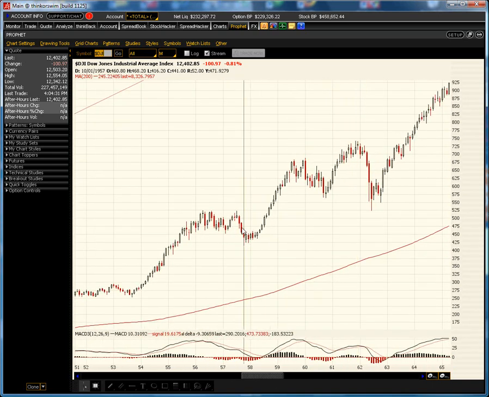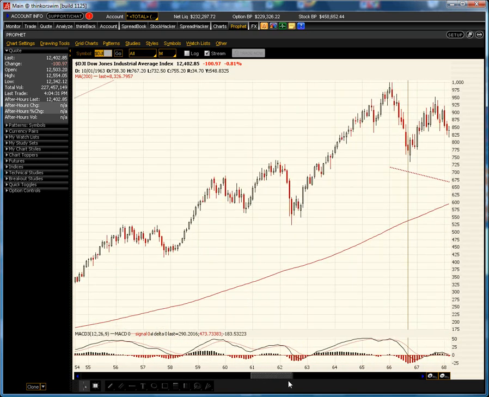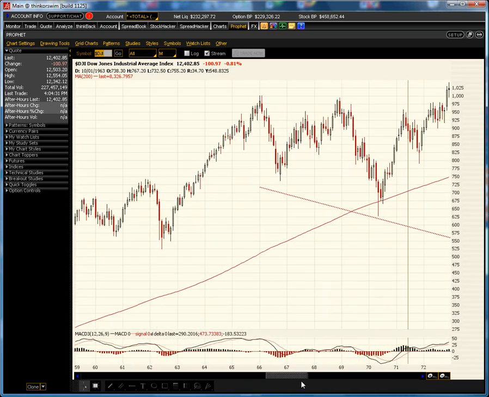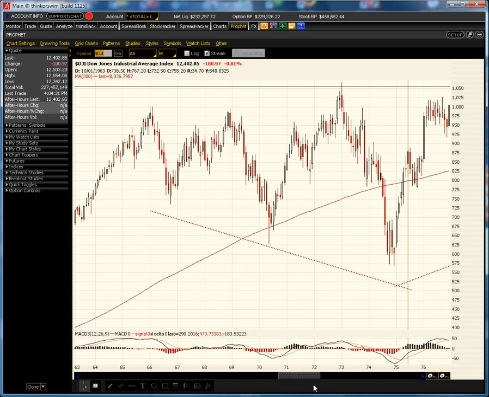But what happened? Prices recovered and they went up again. Then they started to fall, and then they went up, and then they fell, and then they went up. You can see that this pattern repeats itself over and over and over again.